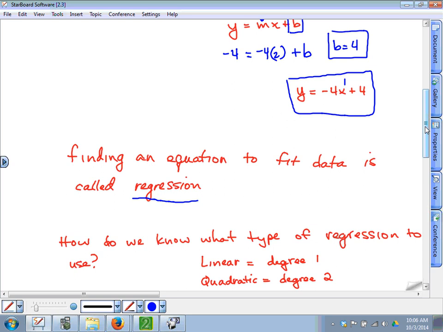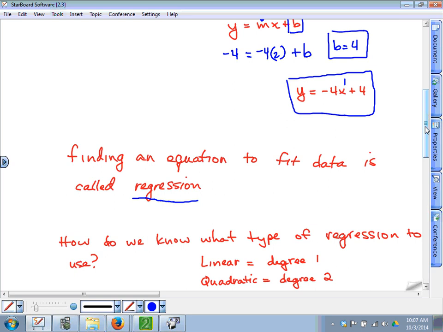The best type of polynomial that goes through 3 points is a quadratic. That's degree 2. Are you noticing a pattern between the number of points and what type of regression you're supposed to use? So if we have 2 points, what kind of regression do you want? Linear, degree 1. What if you have 3 points? You want quadratic, that's degree 2. What's the pattern here? It's always 1 less than the number of points given.